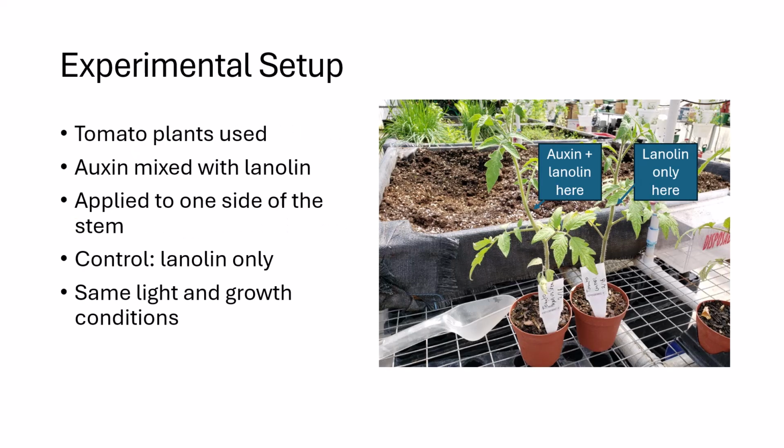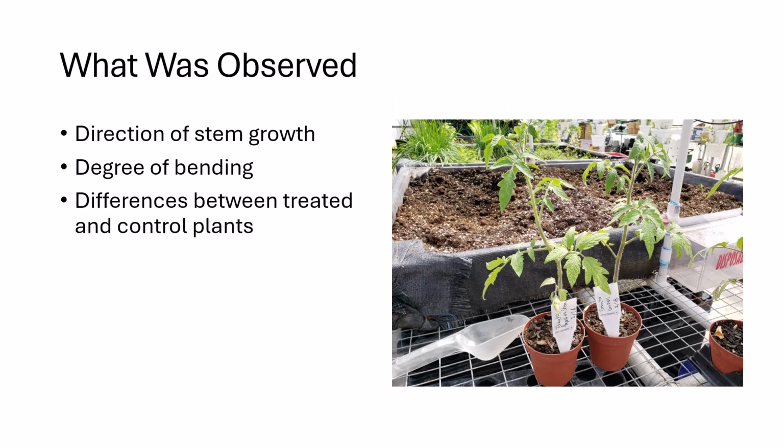In this setup, auxin mixed with lanolin was applied to one side of a tomato stem near the tip. A control plant received lanolin without auxin. Both plants were grown under the same light and environmental conditions, so the only difference between them was the presence or absence of auxin on one side of the stem. This makes it possible to isolate the effect of uneven auxin distribution.